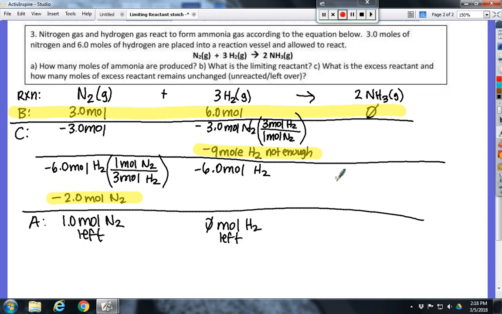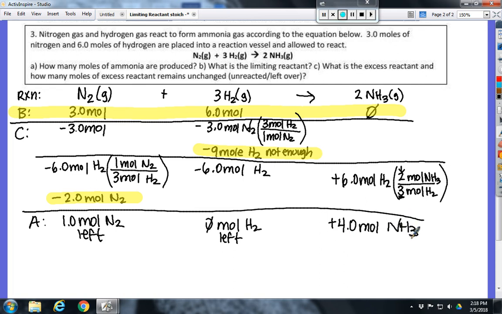And then I got to figure out how much product. So take my 6 moles of hydrogen, and from where I was to where I'm at, that's how you do your little ratio. Where you were to where you are now. That's how you figure out your ratio. So 3 goes into 6 2 times. 2 times 2 is 4. So I have 4 moles of ammonia made.